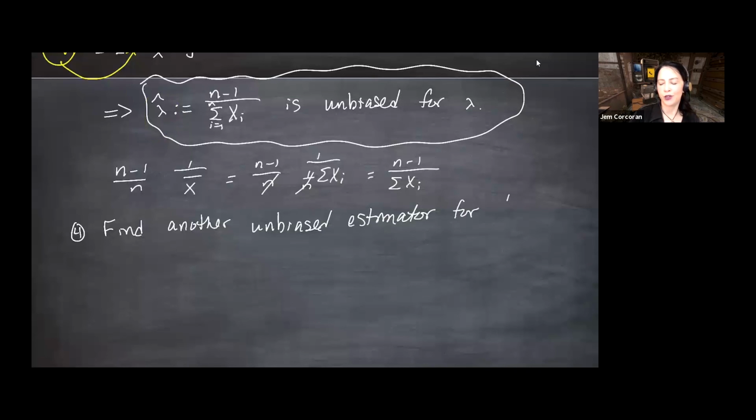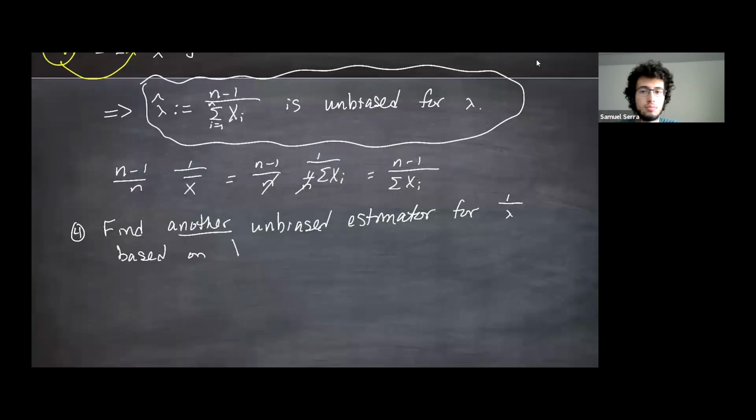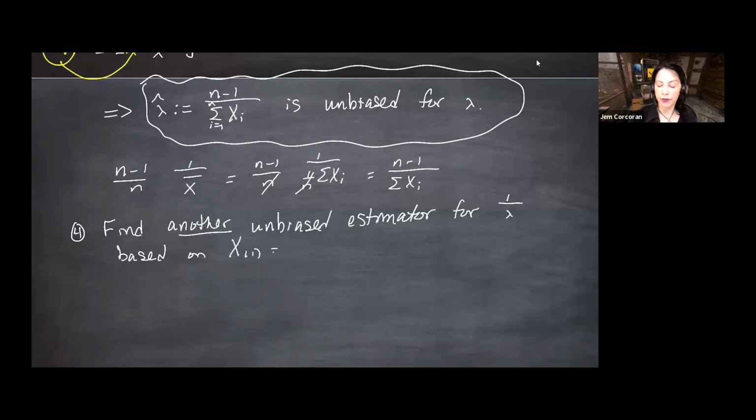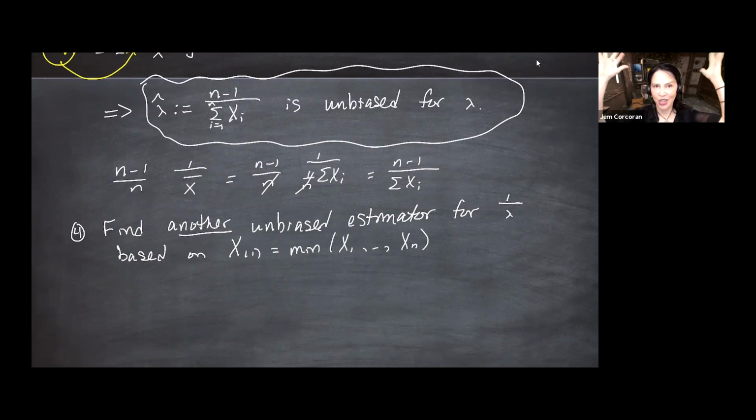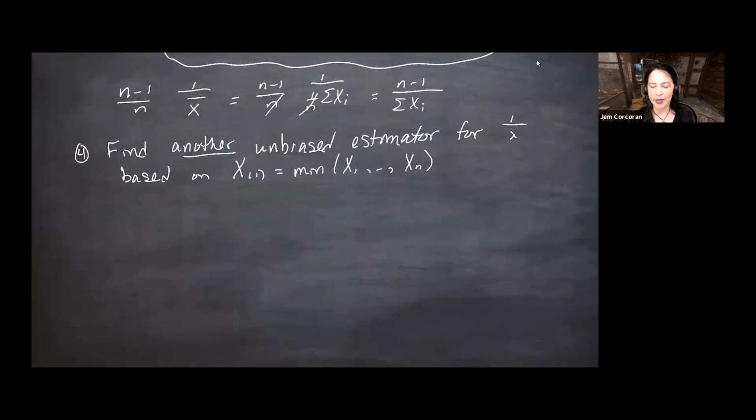for, I'm going to go back to 1 over lambda just to make a simple example. In our first example we have one, it is x bar, but we want to find another one based on the minimum value in the sample. The whole point of most of this course is to compare estimators and come up with the best one. The UMVU. We're not there yet, but we will be close to Thanksgiving.